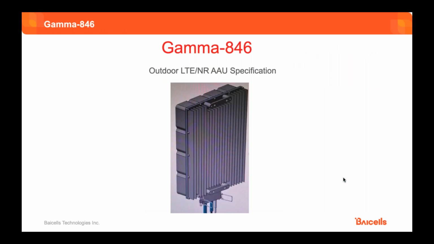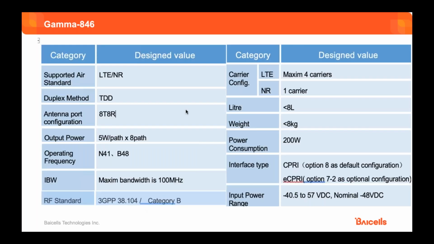I'll take you through some deep dive here into one of the radios that we're doing, which is Gamma 846. That's an AAU, which is active antenna unit. So this box includes the antenna, so you don't need to incur any expenses of external antennas. This product we're offering for RDOF. It is meeting and exceeding the RDOF requirements.